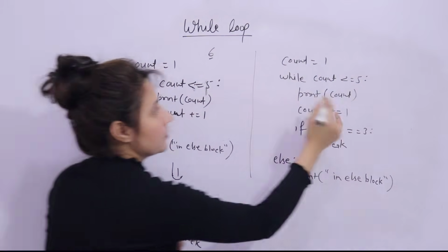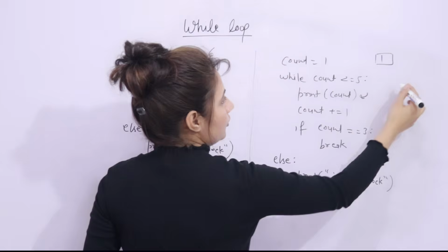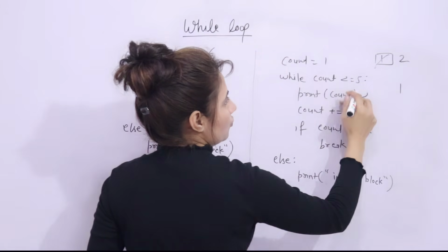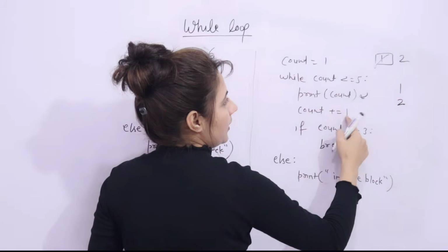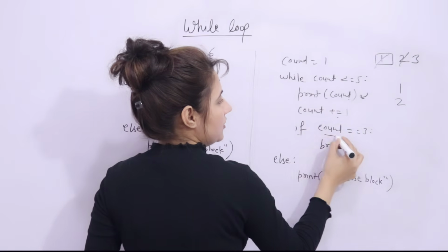But in this case, first count is 1. Condition true, it will print 1. Count plus 1, it becomes 2. Condition true, again it will print 2. Right? Now it becomes 3. Now again this condition would be checked.